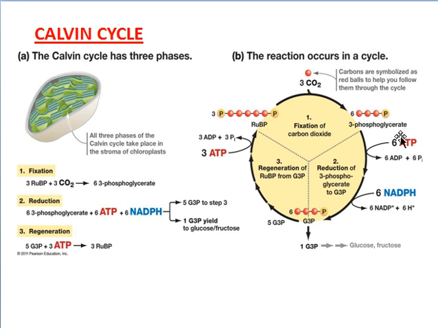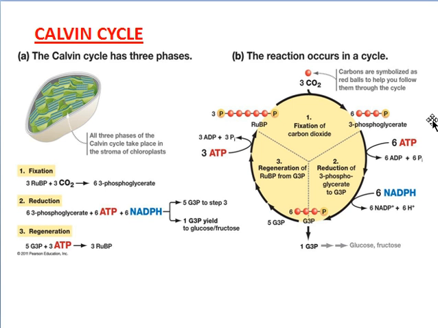Now 3-phosphoglycerate molecules are molecules having 3 carbon atoms each. So 6 into 3, 18. We had initially 18 carbon atoms, so the number of carbon atoms is still the same. 18 carbon atoms are with us in the form of 6 molecules of 3-phosphoglycerate ions.